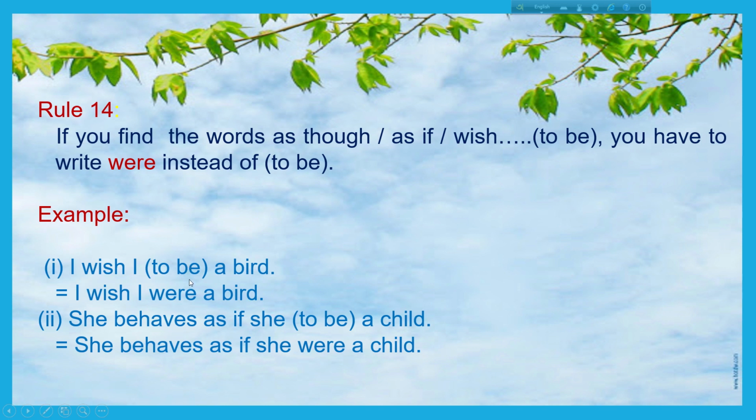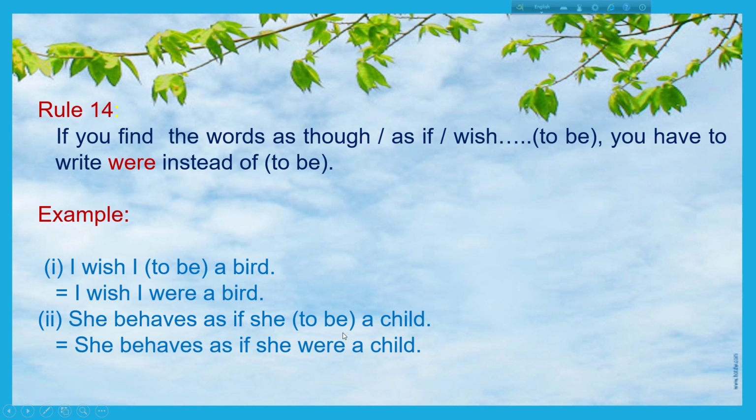I wish I to be a bird. Here we find the word wish, and we know that after this word wish, instead of to be we have to use were. We should not look at the subject or other things. We only find the word wish, and in the bracket we have to use were instead of to be. So the answer will be: I wish I were a bird.